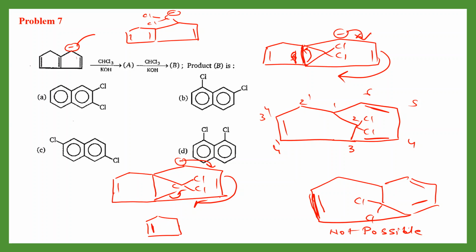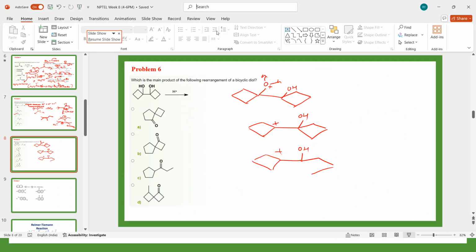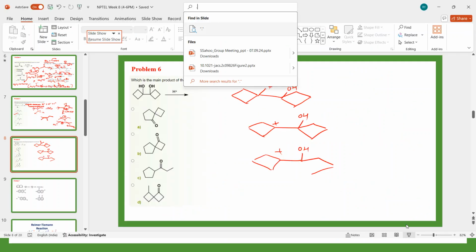Negative charge will come here. Okay. Now the bond will break positive negative. Either this bond can break or this bond can break. Okay, we will see this question at the end of the session. Just remind me we have to do this problem 7.